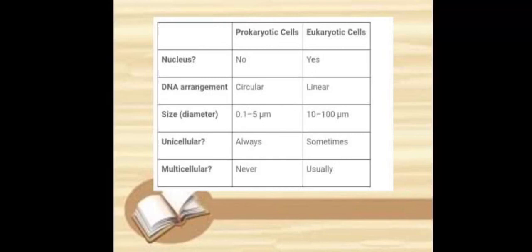Prokaryotes are organisms that consist of a single prokaryotic cell, whereas eukaryotic cells are found in plants, animals, fungi, and protists. They range from 10 to 100 micrometers in diameter, and their DNA is contained within a membrane-bound nucleus. Eukaryotes are organisms containing eukaryotic cells.